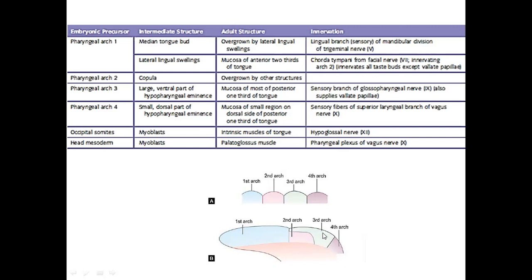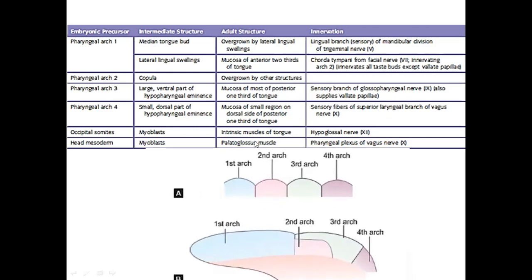Then the occipital somites form the musculature, the intrinsic muscles of the tongue, which is supplied by the hypoglossal nerve, except the palatoglossus, which is formed by the head mesoderm. So it is supplied by the pharyngeal plexus of the vagus nerve.